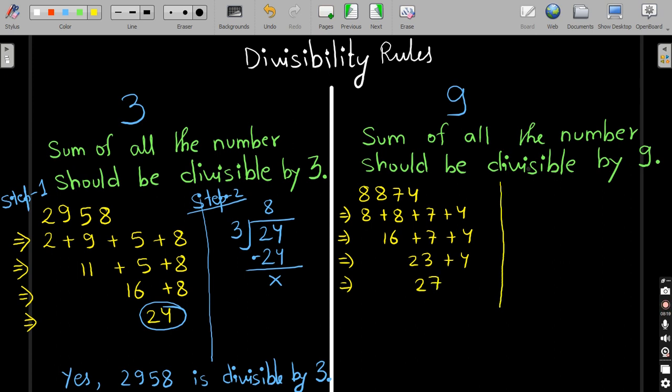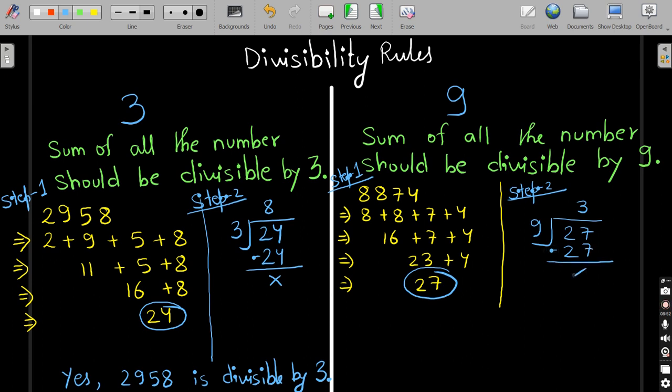Now I need to check the divisibility. I have done the sum, and the number should be divisible by 9. Now how much did I get, dear student? 27. Now what is my duty? What will I do, dear student? Now I will divide that number. This is my step 1, which I have already done. Now I will do step 2. What will I do in step 2? I will divide this number 27 by 9. 9 threes are 27. Yes, it is perfectly divisible.